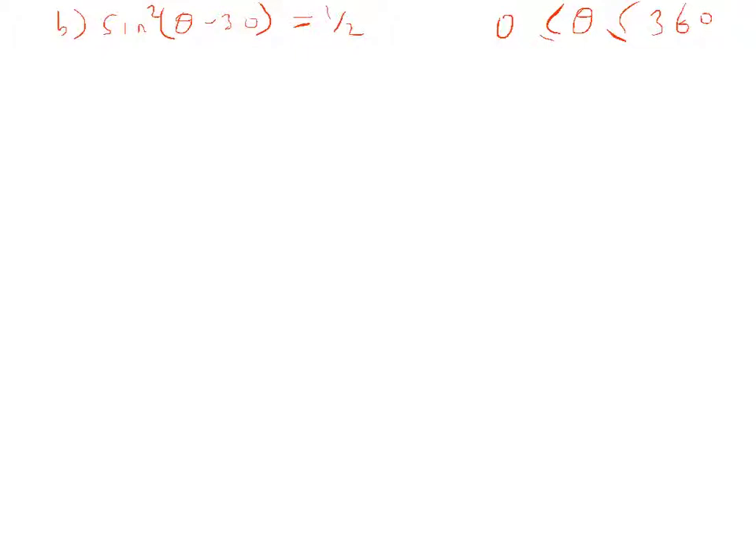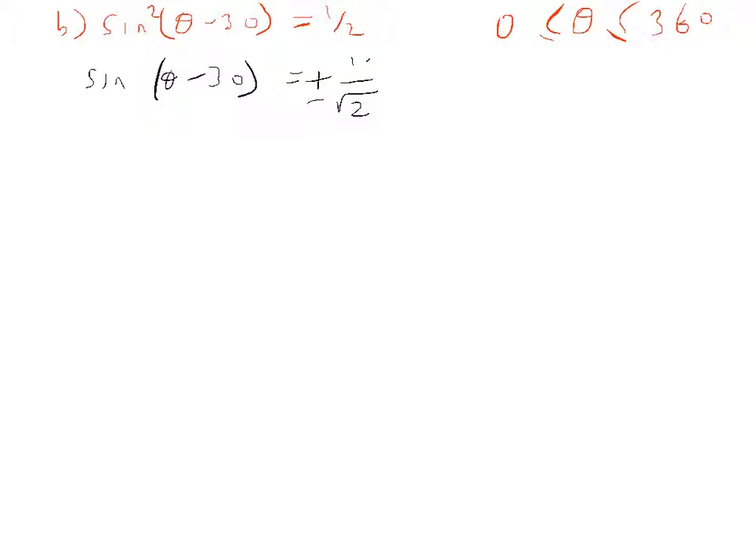Okay, so let's have a go at this question here, part B. So we've got sine squared of theta minus 30 equals a half. The first thing we could do is get rid of the square root sign. So we've got sine of theta minus 30 equals the square root of 1 over 2. And if we get rid of the square root sign, we just get 1 over square root of 2. And we'll get two values, positive and negative.